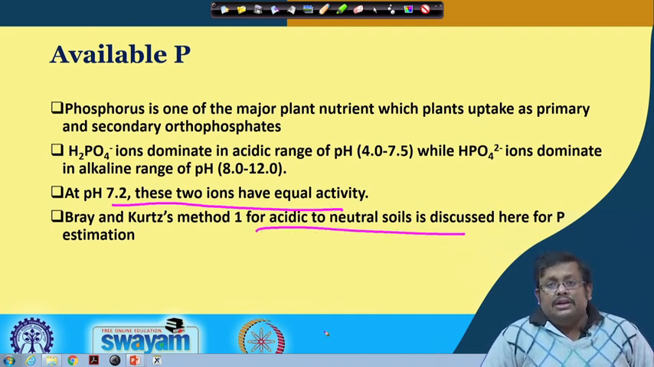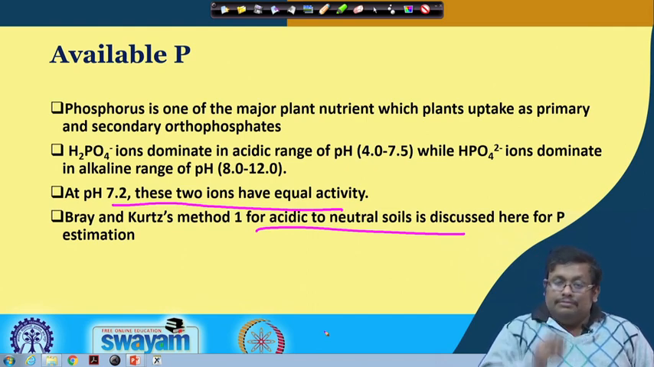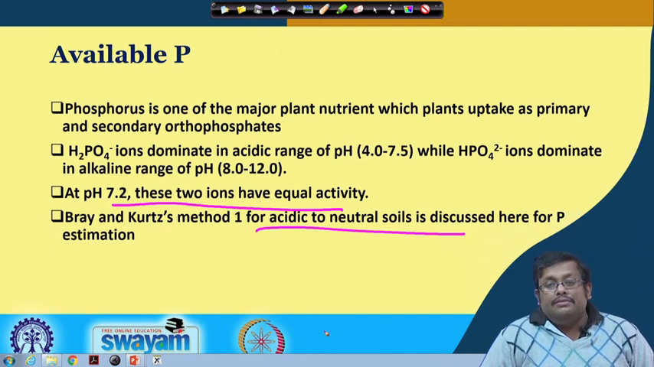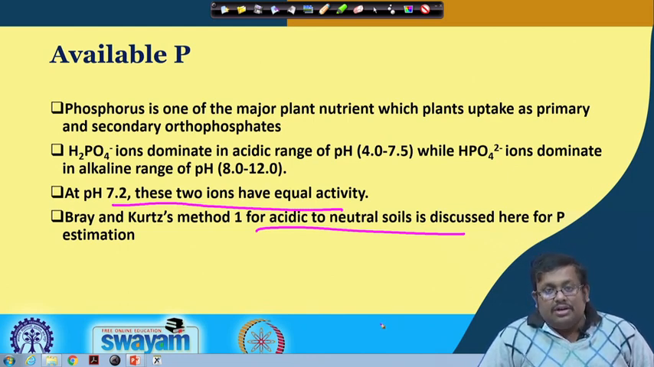The Bray and Kurtz number 1 method is useful for acidic and neutral soil, so we will be discussing only this here. However, remember that for alkaline soil we use another extractant, which is called Olsen extractant. So now you can understand why we measure pH first in any soil testing program, because it helps us take some major decisions for selecting the appropriate extracting agents for subsequent nutrients.